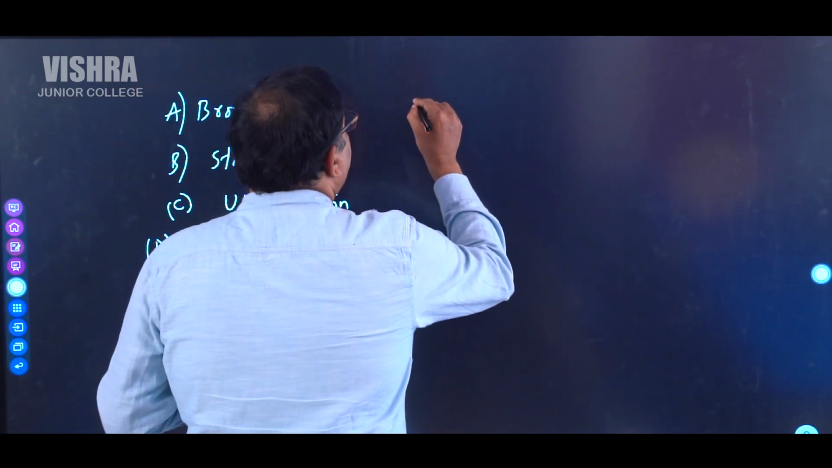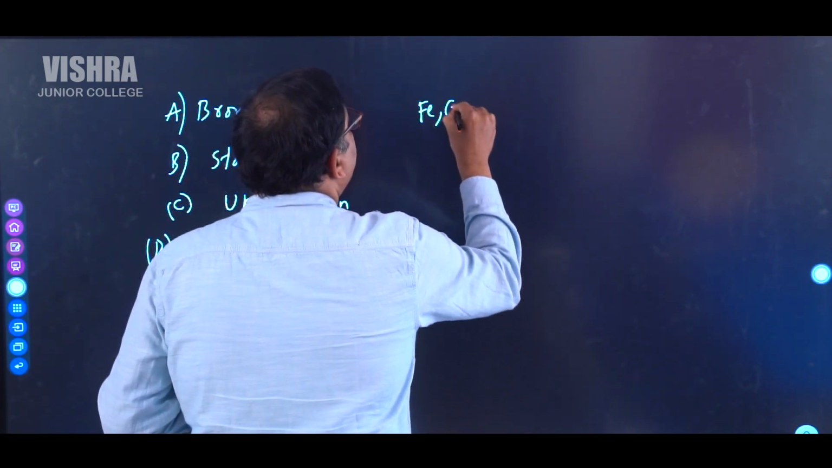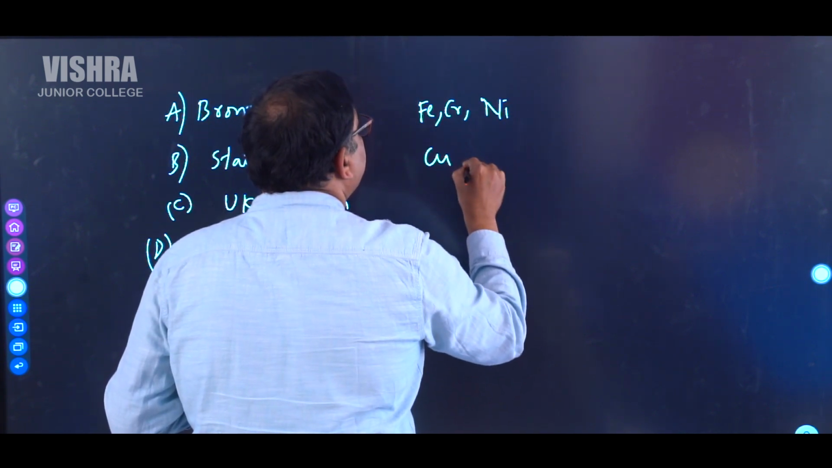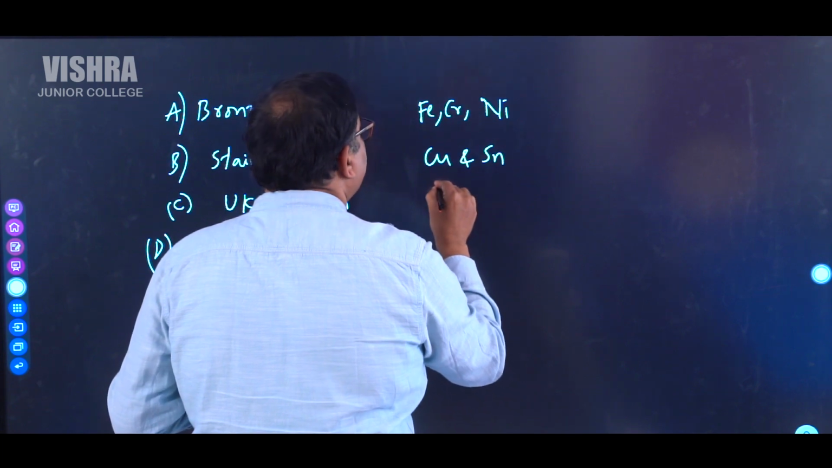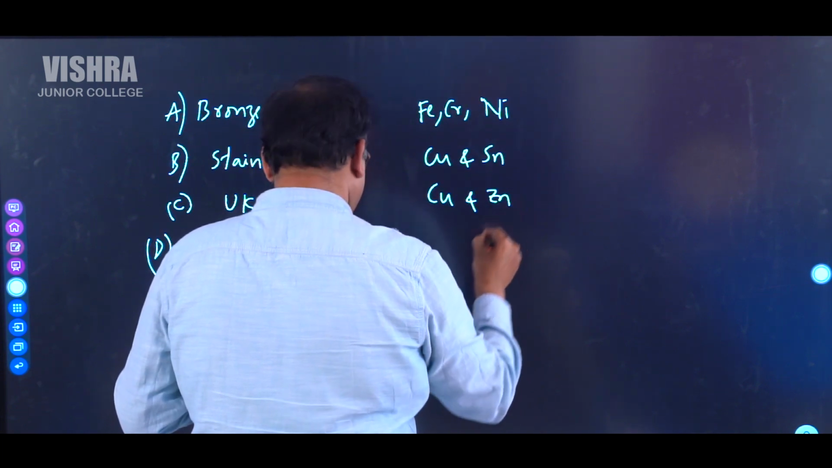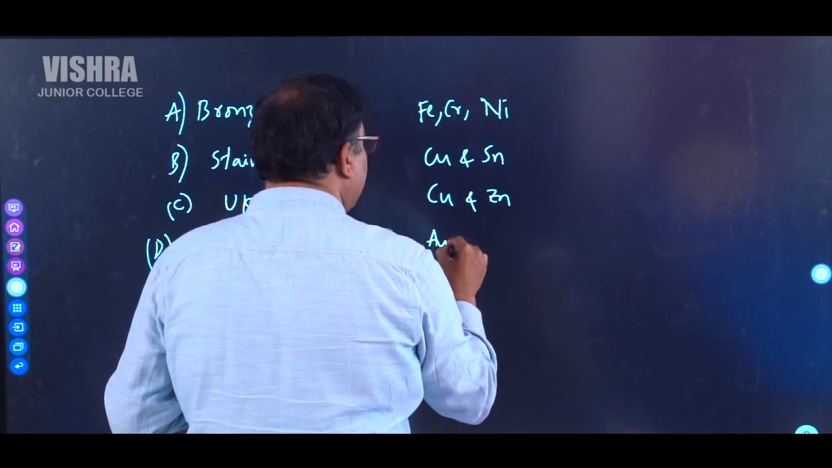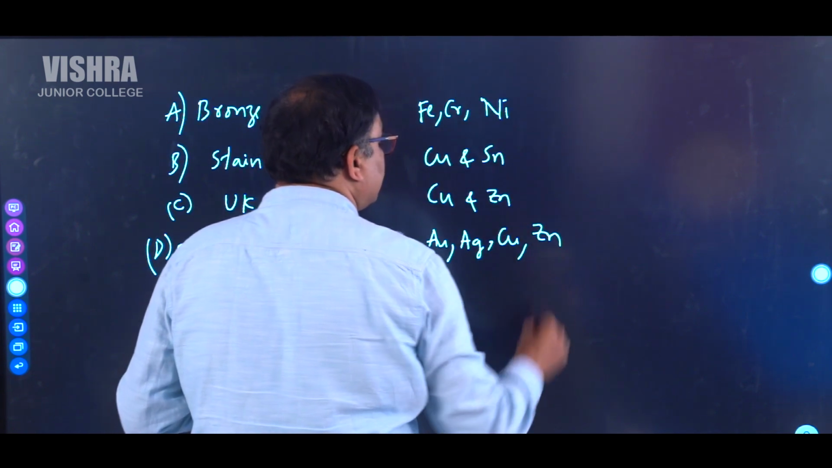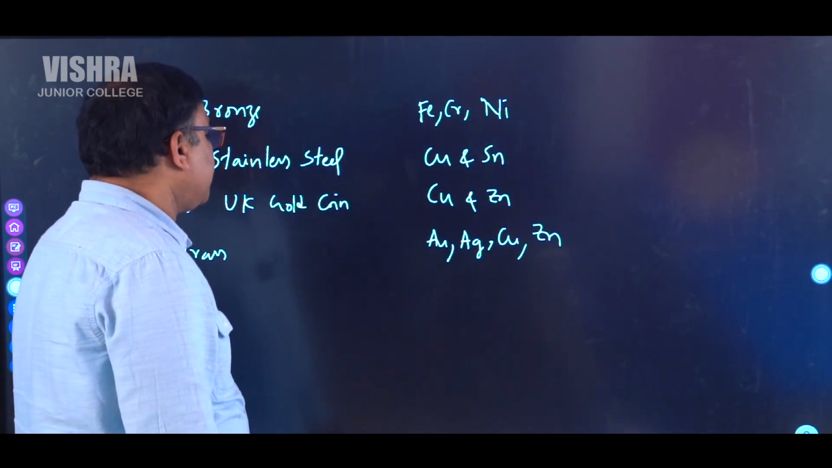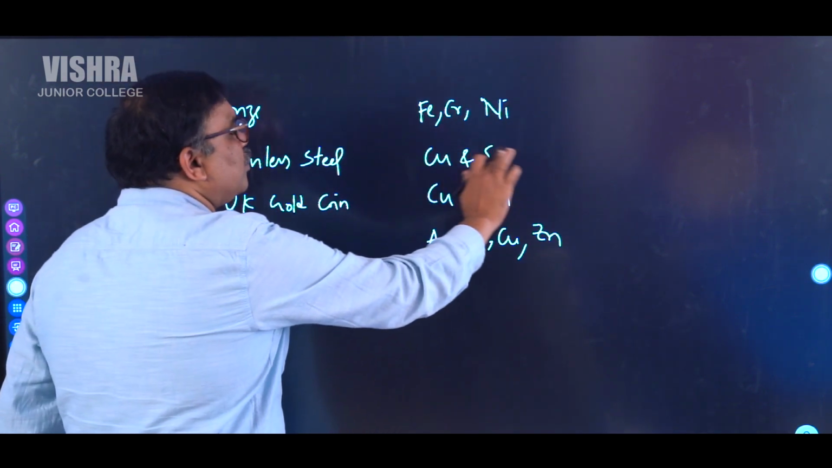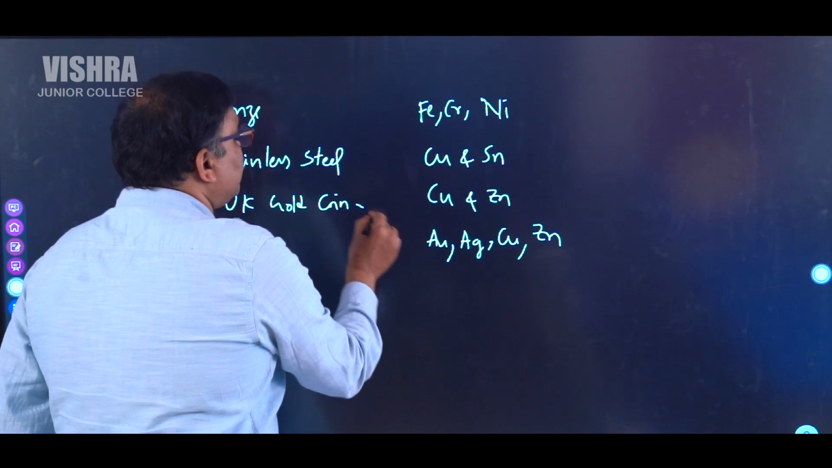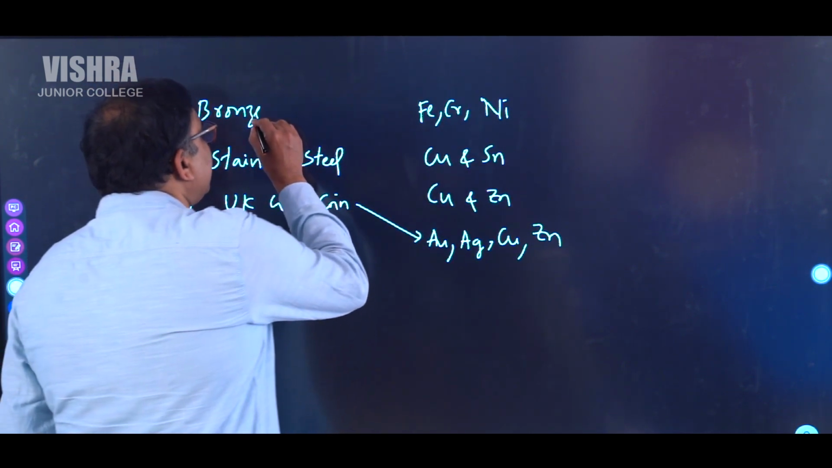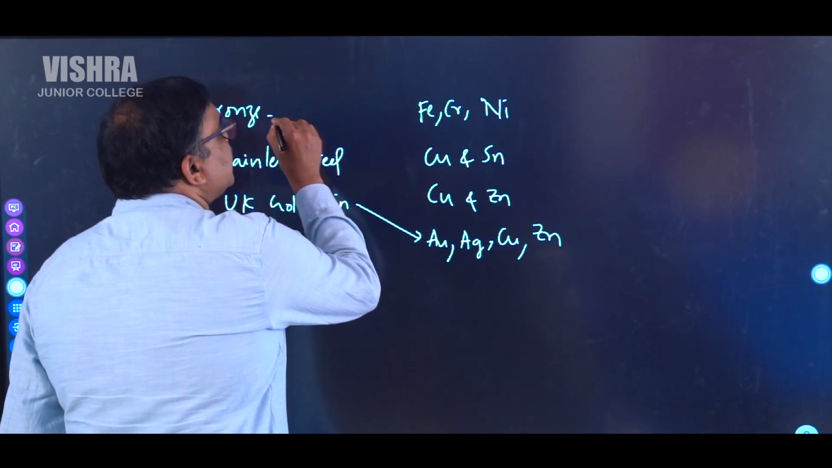And here they have given iron, chromium, and nickel, and copper and tin, and copper and zinc. Remember that gold, silver, copper, zinc, most of these things are given here. In this there is no gold. Here gold is there, so I'll put UK gold coin for gold. First one is over. Next, bronze contains Z, so it should not contain zinc.